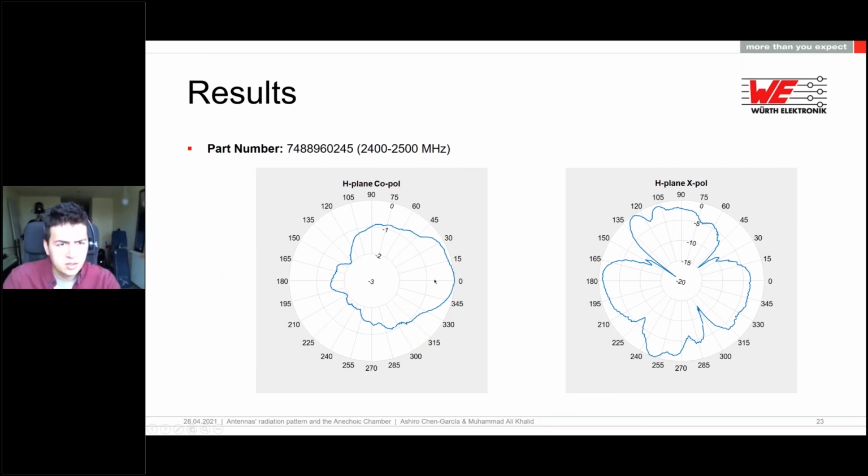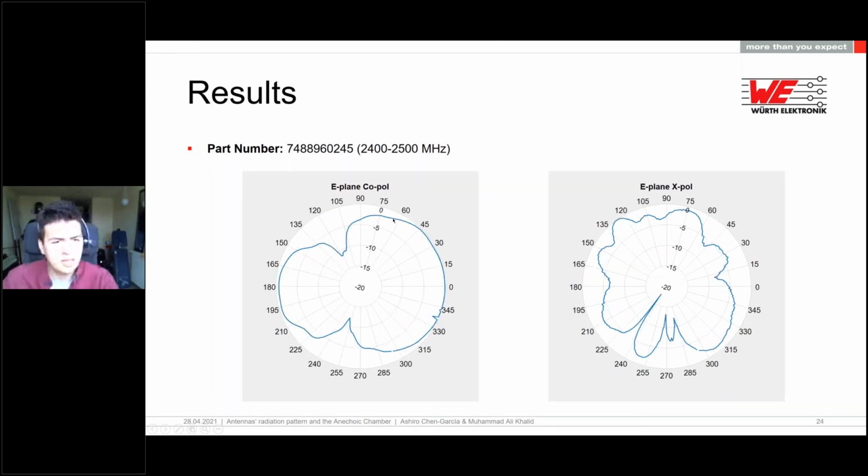Same for the E plane. Both values have been normalized. It means we have the 0 as a reference, compared to an ideal isotropic antenna. So these were the results of our measurements. Of course, they have been measured for all the antennas, and they will be available soon in our datasheets.